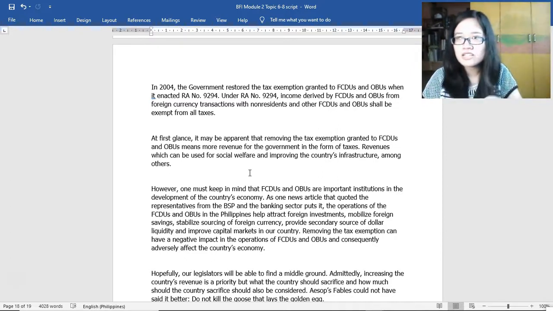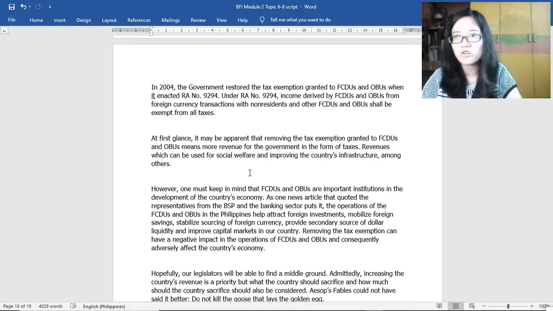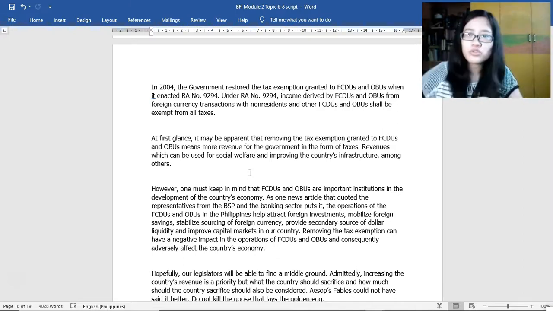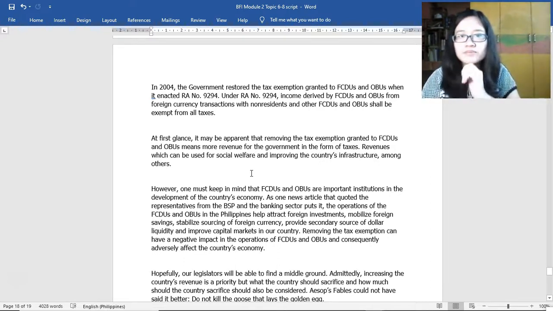But they realize that by taxing them, they'd be, no thanks, we'd rather not operate in this country, right? We'd rather go somewhere else. So in that case, they would not be taxed and they would be going away as well. So the tax exemption was restored, okay, so that they would stay, they would operate here, the money would remain in the country, right? Revenues which can be used for social welfare and improving the country's infrastructure, among others.